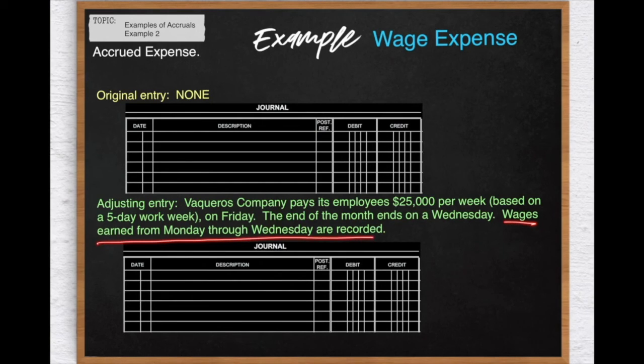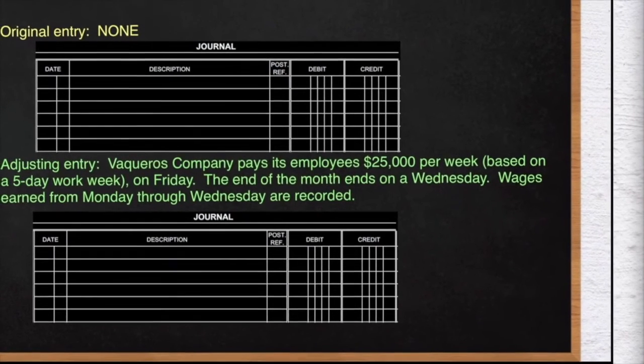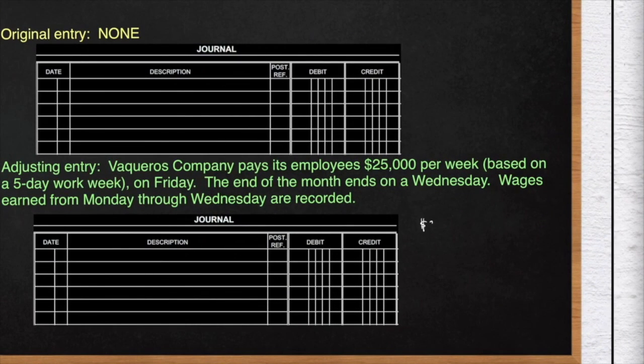So the employees worked a full week, Monday through Friday, but the end of the month, or the end of the accounting period, ends on a Wednesday. So we have to record the business's expense. In this case, it's the wages that are going to be paid to the employees from Monday through Wednesday. The problem is you don't pay them until Friday. So the point here is you want to record the Monday through Wednesday expense in the current month.